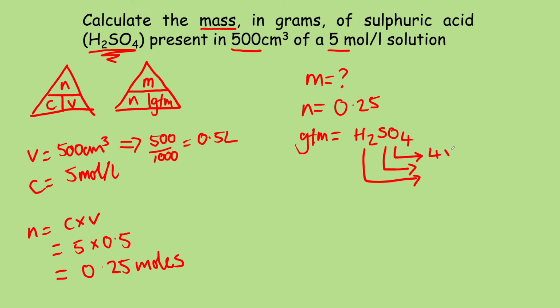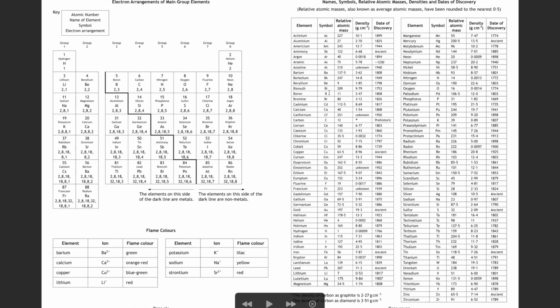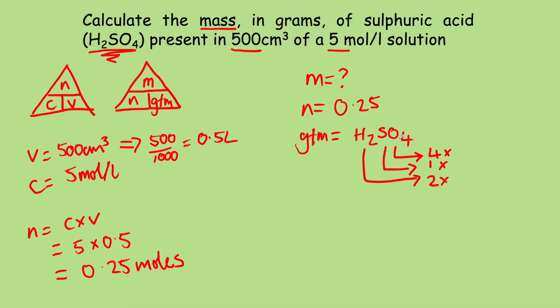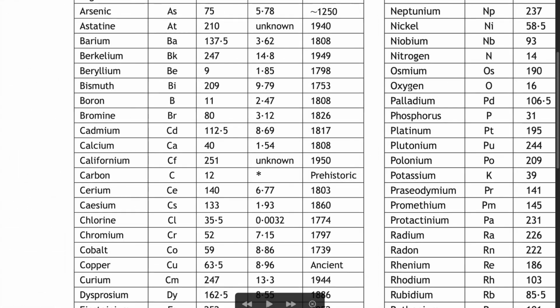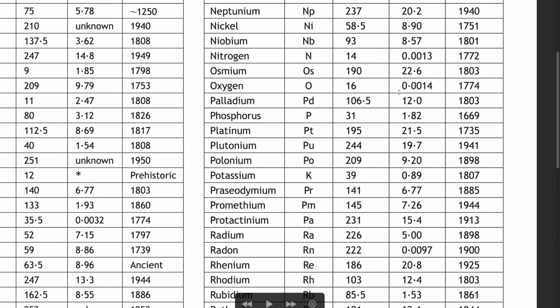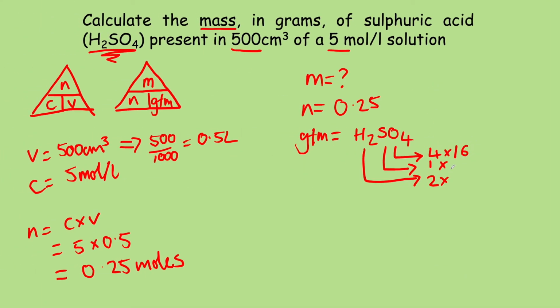So 4 times the mass of oxygen, 1 times the mass of the sulfur, and 2 times the mass of a hydrogen. Now, where do we find the mass of these elements? You find them in your data booklet. So let's go and have a look for them. This is them here, okay? Names, symbols, and relative atomic masses. So the first element that we need is oxygen. There it is there. Oxygen is 16. So 4 times 16.